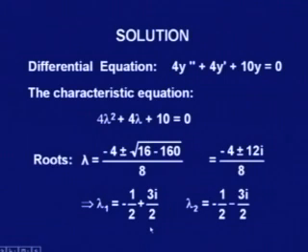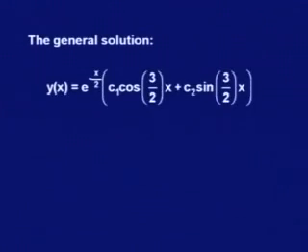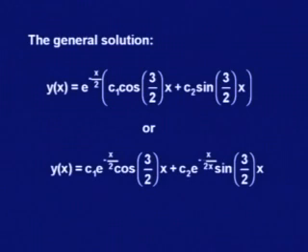So, the general solution will be y as e to the power minus x by 2 times c1 cos 3 by 2 x plus c2 sin 3 by 2 x, or we can write it as c1 e to the power minus x by 2 cos 3 by 2 x plus c2 times e to the power minus x by 2 sin 3 by 2 x.